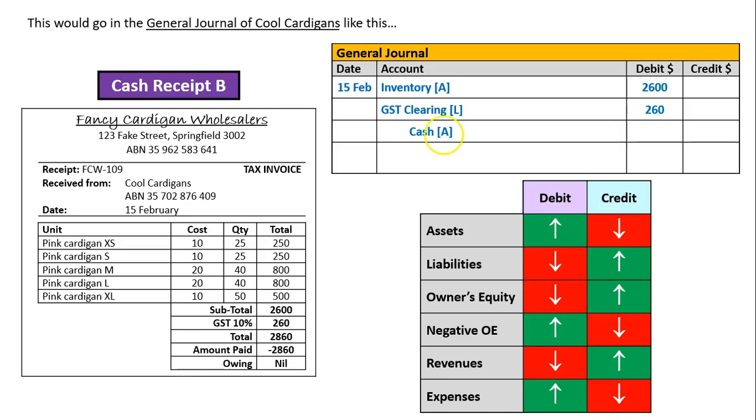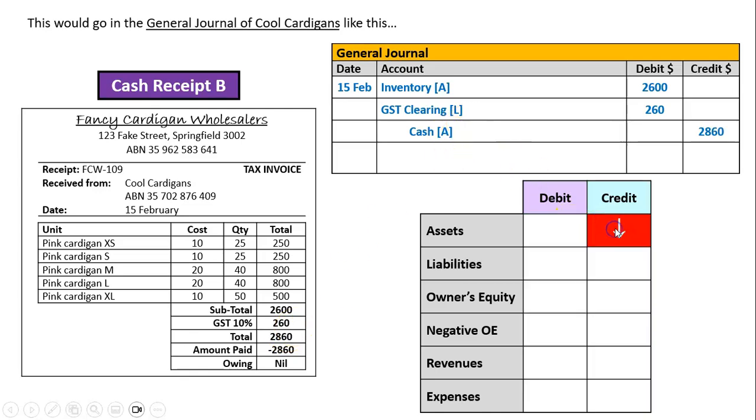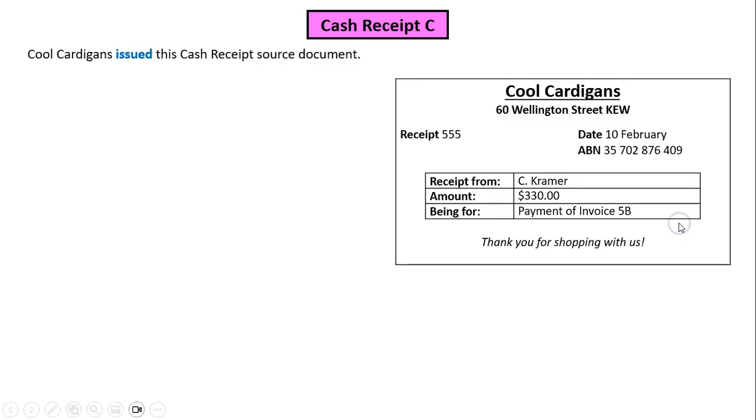We had to pay money. We paid a total of 2600 plus 260. You can see that here. It says total 2860. So that would make your asset go down, so that would be a credit there. Brief narration: purchased inventory from Fancy Cardigan Wholesalers, and we've got receipt number FCW-109. Do we need to put every single item that we bought in the narration? Absolutely not. That's not the point of a narration. The point is that we can refer to this document if we ever need it, and we can find the inventory we bought here.